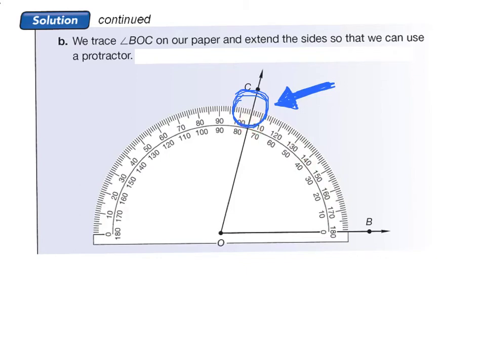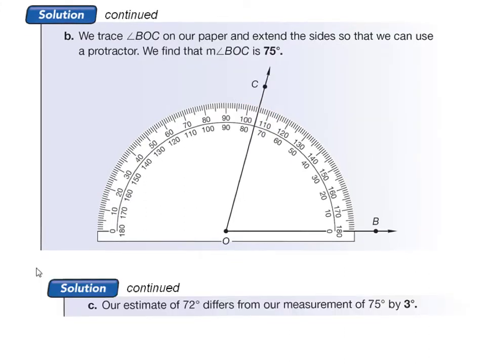We were maybe 2 degrees below or 2 degrees above. As you can see, we were just a little bit off. 3 degrees is not a whole lot. The clock face is a really good thing to use to estimate.